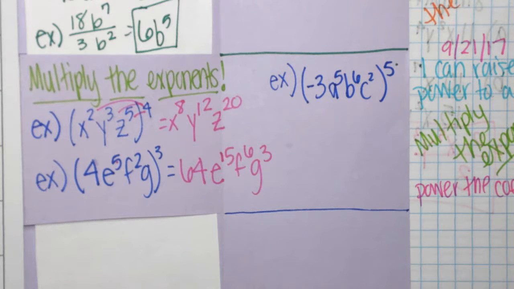You want to try this one without me? Yeah. Try it without me. Do negative 3 to the 5th power. So that's negative 3 times negative 3 times negative 3 times negative 3 times negative 3. 5 times.